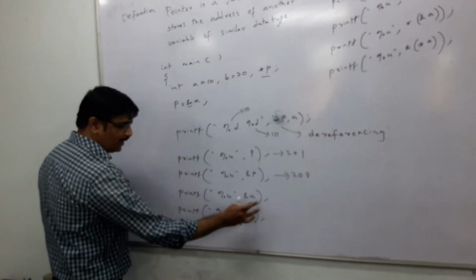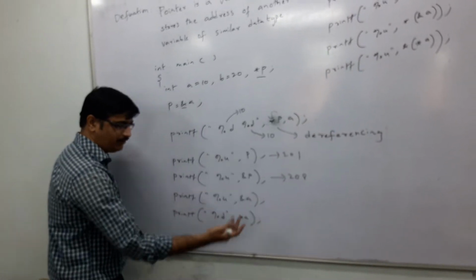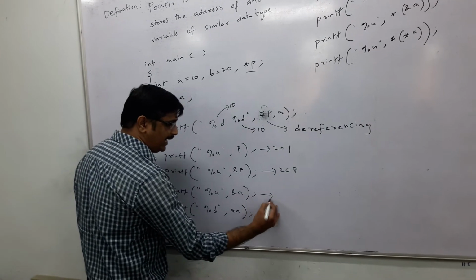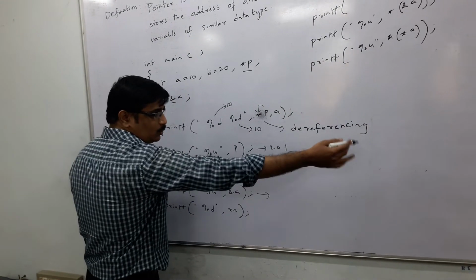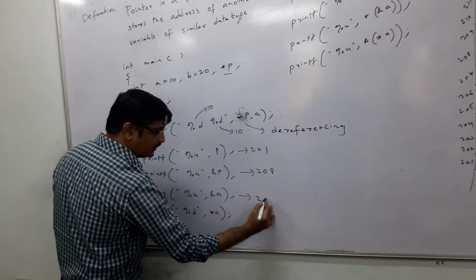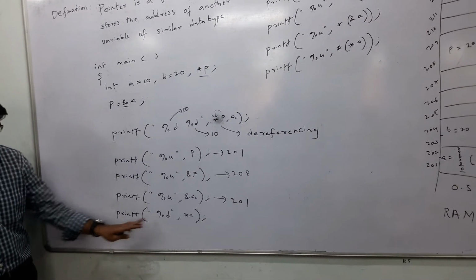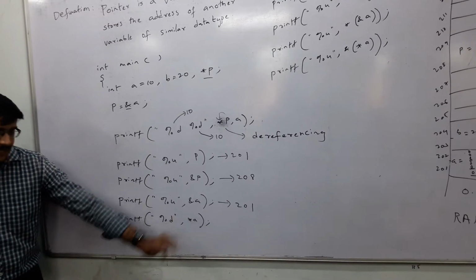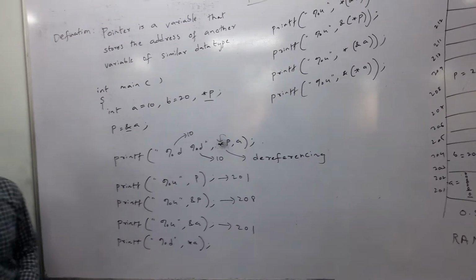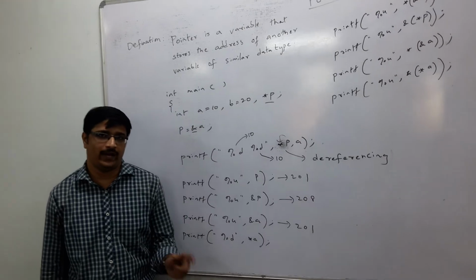Now let us see this one. printf("%u", &a). Just now we discussed, &a is going to give you the address of a, that is nothing but 201 there. So the address of a is 201. Then what about this? printf("%d", *a). Whenever it is *a, we know that a is not a pointer variable.